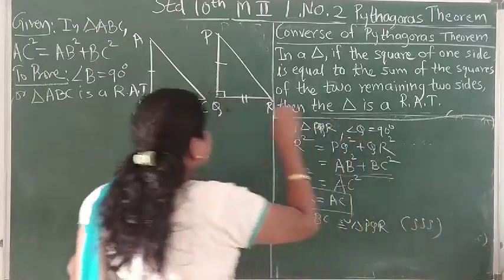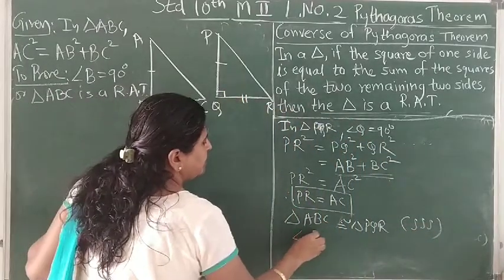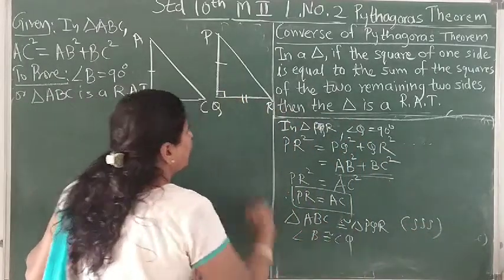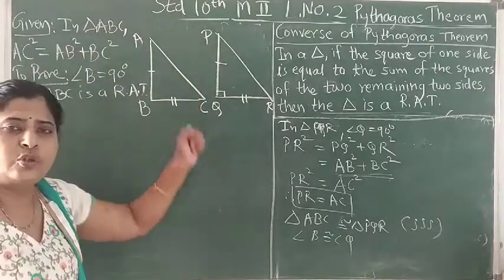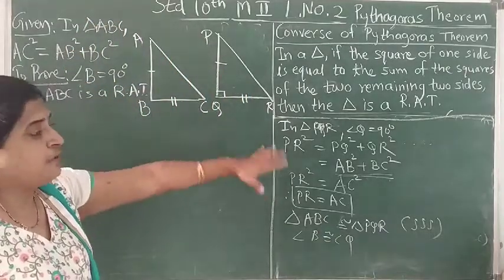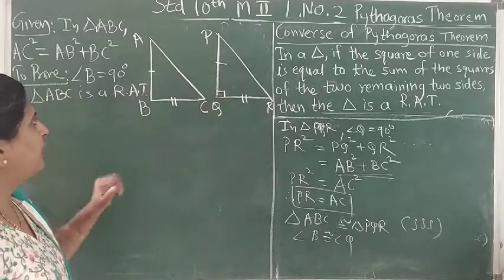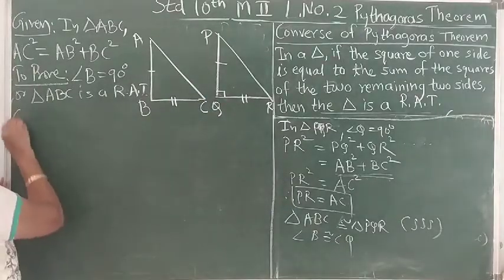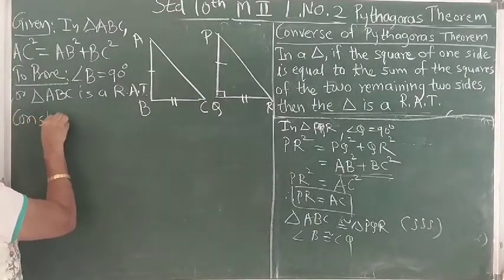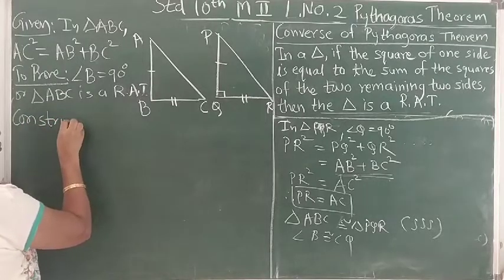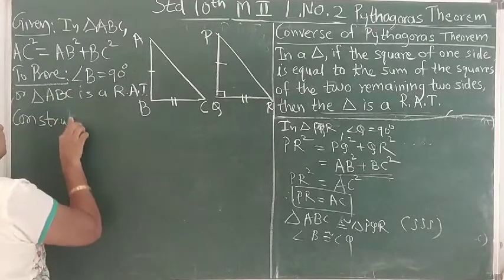And if these two triangles are congruent, then angle B is going to be congruent to angle Q. Now Q is 90, that's why B is also 90. So this is the way we have to follow. So let's write the construction part here. I hope you have understood the method we are going to use. Construction.